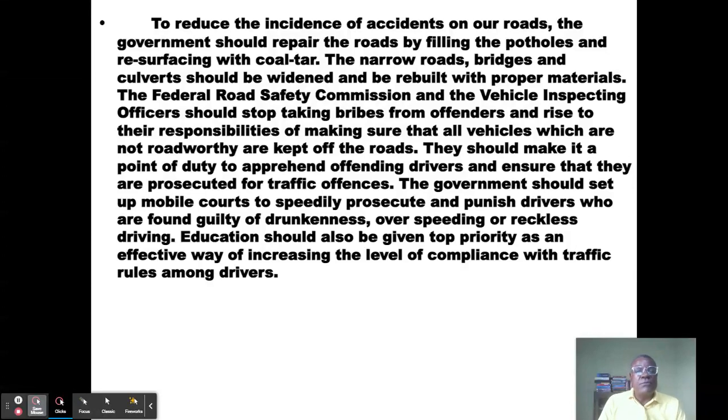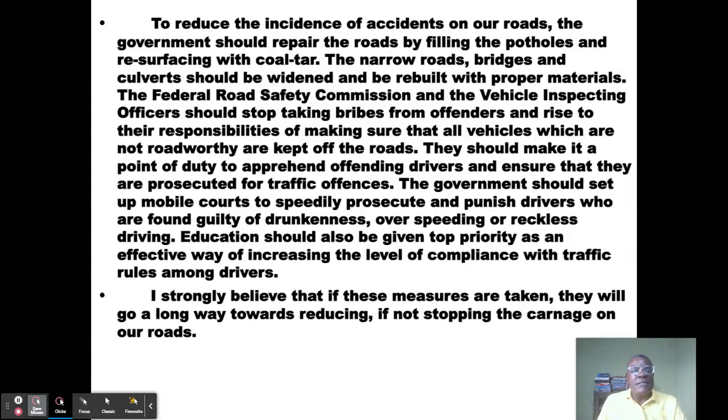They should make it a point of duty to apprehend offending drivers and ensure that they are prosecuted for traffic offenses. The government should set up mobile courts to speedily prosecute and punish drivers who are found guilty of drunkenness, overspeeding, or reckless driving. Education should also be given top priority as an effective way of increasing the level of compliance with traffic rules among drivers. These are solutions, recommendations you have made.